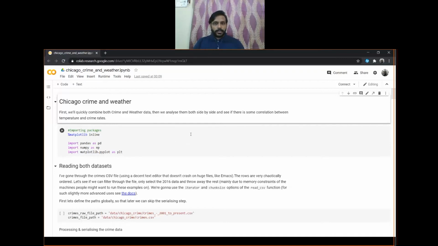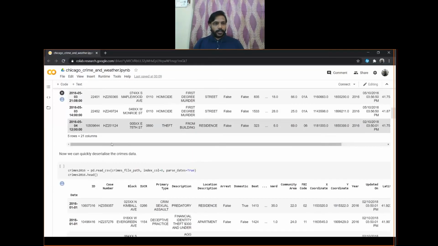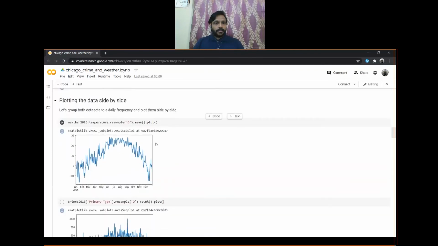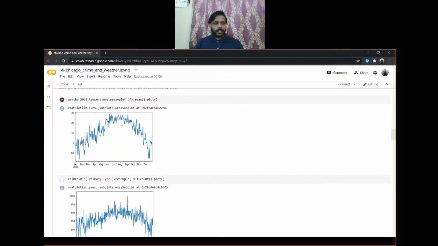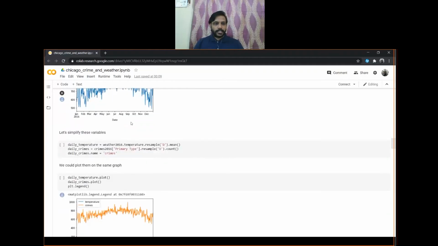For this demonstration, I'm considering only one period of data from both data sets, which is 2016. So I've already imported the packages and read both data sets here. Now we are plotting the data side by side. From the temperature data, we are resampling by day and calculating the mean. Now you can see the day-wise temperature data, where we can also see the seasonal effect. I did the same for crime as well, and you can see the number of crime instances.